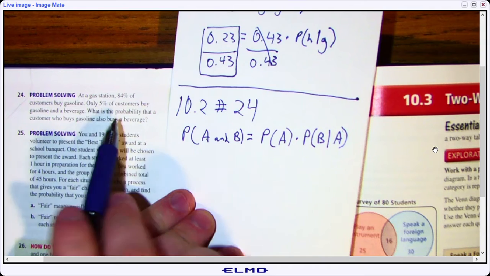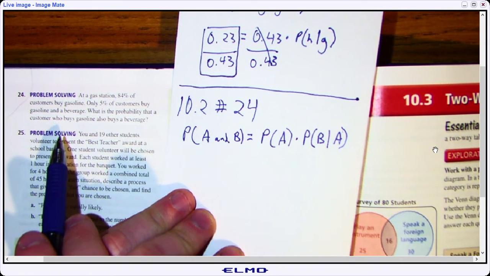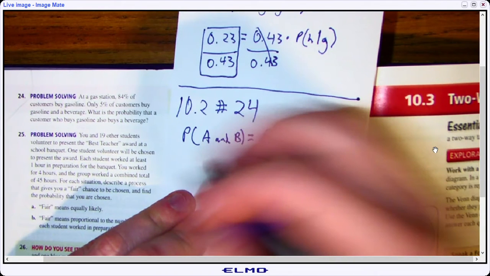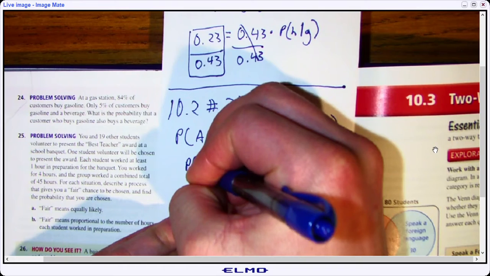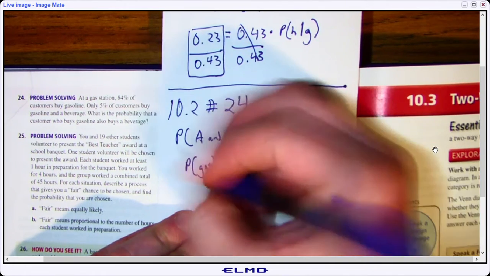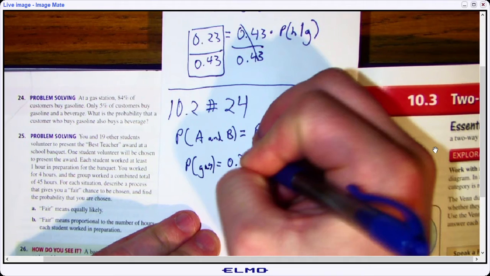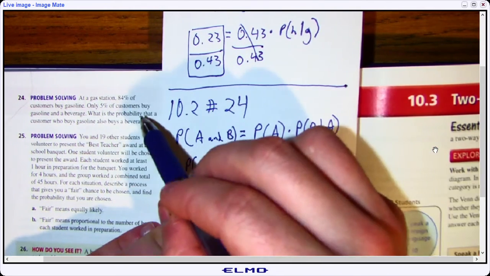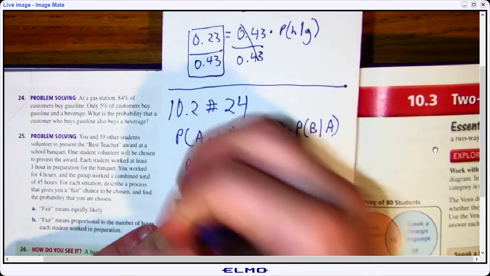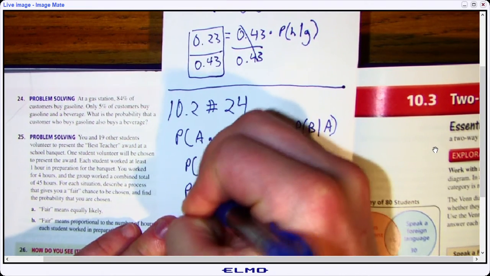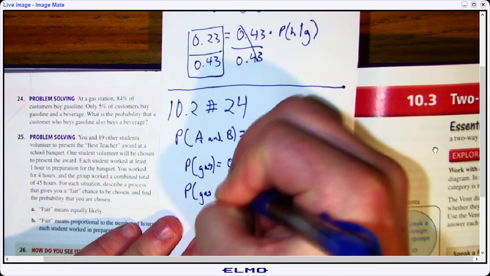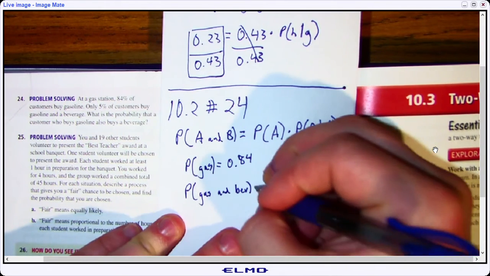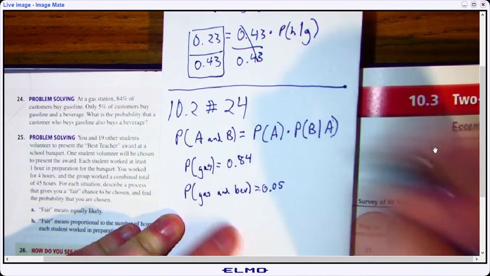The equivalent ones. It says 84% of customers buy gasoline. So that's going to be our event A. I'm going to call that probability of gas, which is 0.84. Okay. 5% of customers buy gasoline and a beverage. So that's going to be gas and bev. They buy both, and that was just 5%, 0.05. Okay.